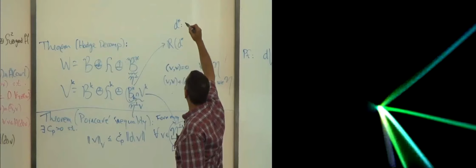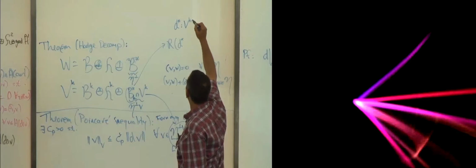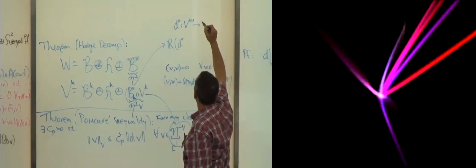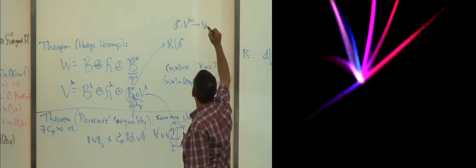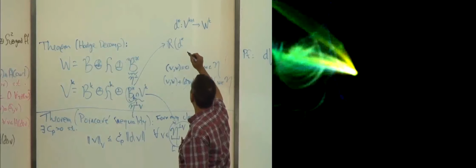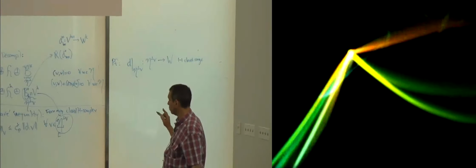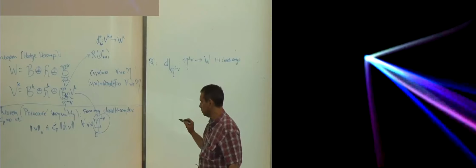D star goes from V K. Okay, so D star goes from V K plus 1 to W K. Okay. The range of D, those are... Rick, you can't help me out here?